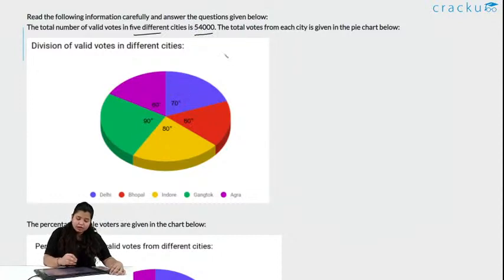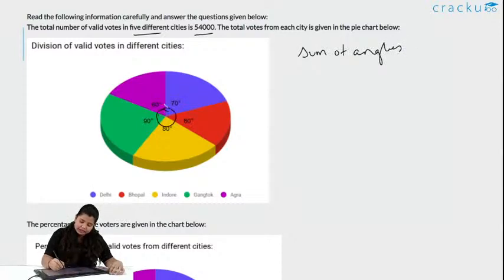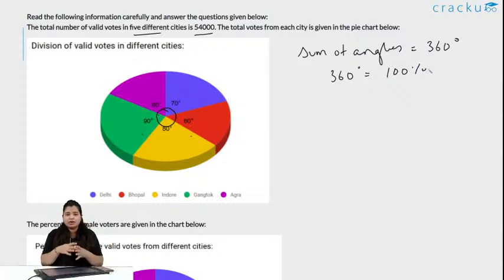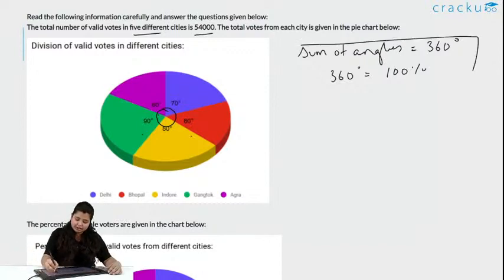So what is the sum of angles of a pie chart? If you add these, what is it? It is 360 degrees. Okay, then can we say adding these 3 you get 360, which is equal to 100% in a pie chart, as this is a complete pie chart. So a complete thing of everything makes it 100%. The first thing is this.